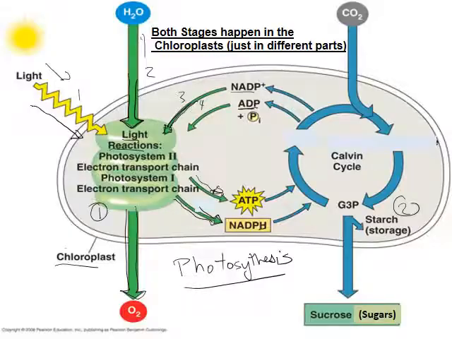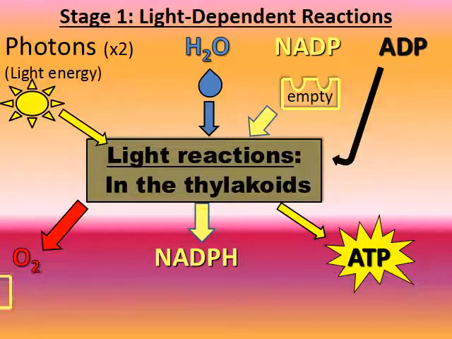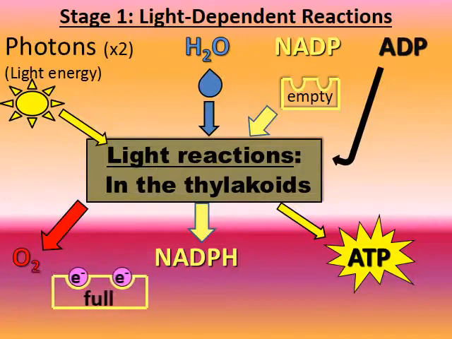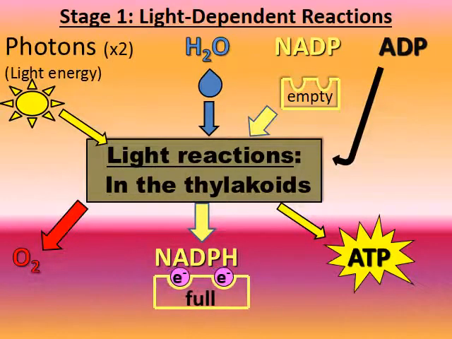All right, so stage 1, the light-dependent reactions, sometimes just called the light reactions. This is happening inside the thylakoids themselves. You're going to need 2 photons for this, 2 packets of light energy, some water, preferably from the plant's roots, and your empty electron carriers and some empty energy packets called ADP, adenosine diphosphate. Those go in, and like I said before, what comes out? Oxygen, some full electron carriers, and some ATP. Notice the oxygen probably came from splitting apart the water molecule in this case.